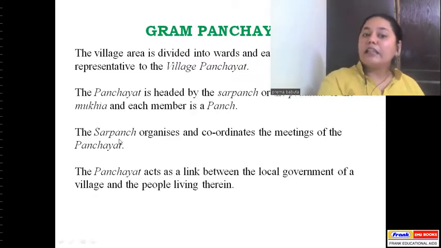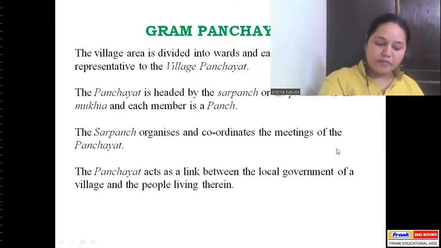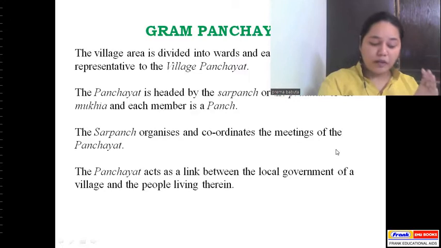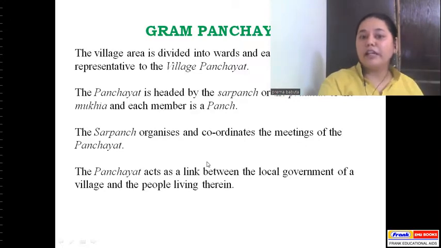And this Sarpanch organizes and coordinates the meetings of the Panchayat. So he is the one who's responsible for the meetings of the Panchayat, and he acts as a link between the local government of the village and the people living therein. So basically, Sarpanch is the one who sets up this entire meeting process and how it is to be executed.